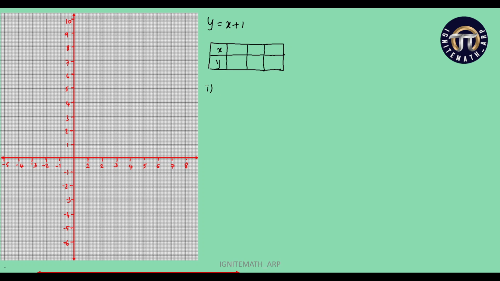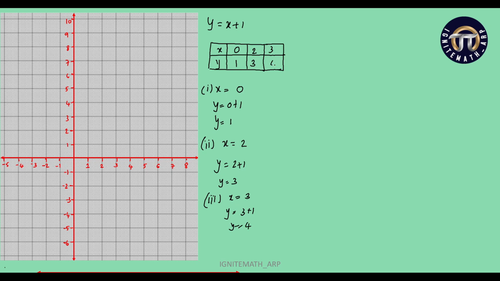Correct children? So first x is equal to 0. Then y is going to be 0 plus 1, y is equal to 1. So x is equal to 0, y is equal to 1. The second value I take is, let x is equal to 2. So y is going to be 2 plus 1, y is going to be 3. Correct children? If x is 2, y is going to be 3. The third value I'm going to take, say for example x is equal to 3. So y is equal to 3 plus 1, y is equal to 4. So x is equal to 3, then y I'm getting as 4.